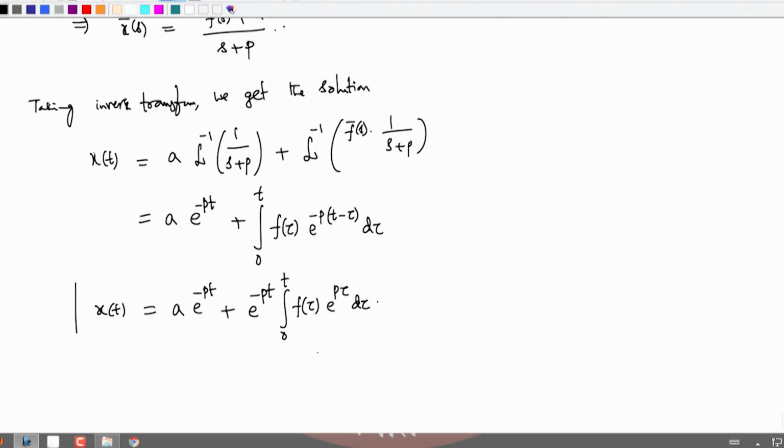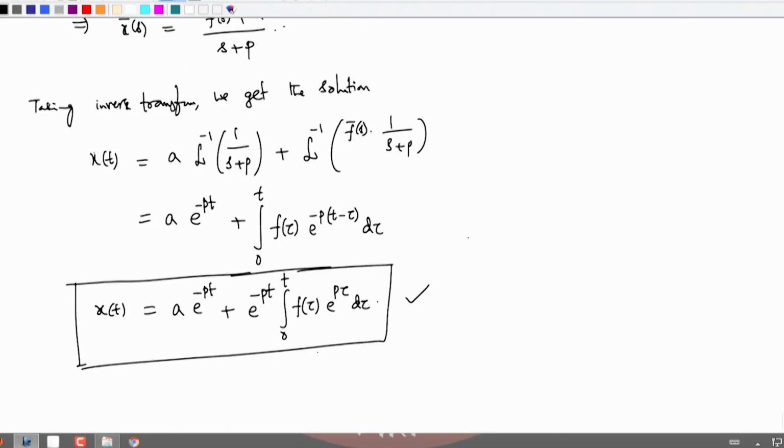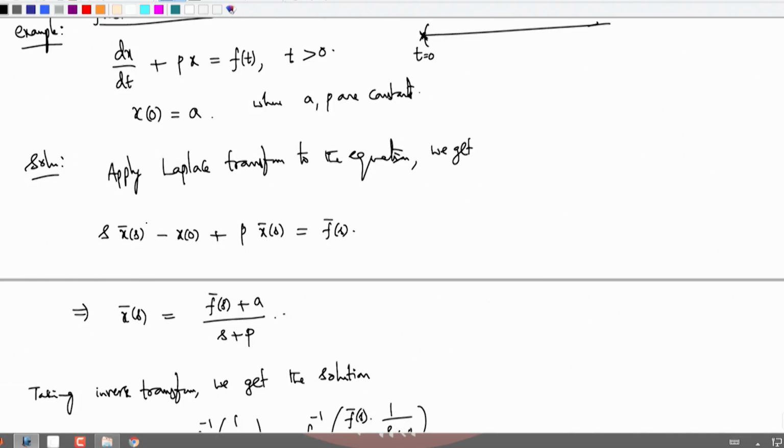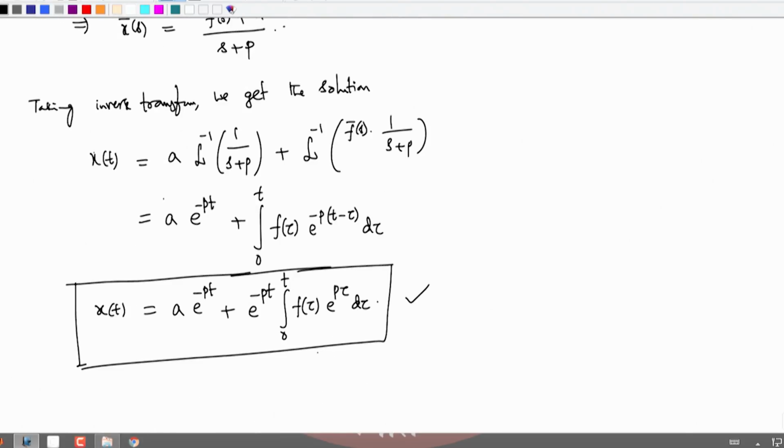So, this is the solution of the differential equation that you started with, a first order linear ODE with the initial value. This is how you can solve it by applying the Laplace transform, provided the domain of the differential equation is 0 to infinity. So, let us move on to solving second order equations.